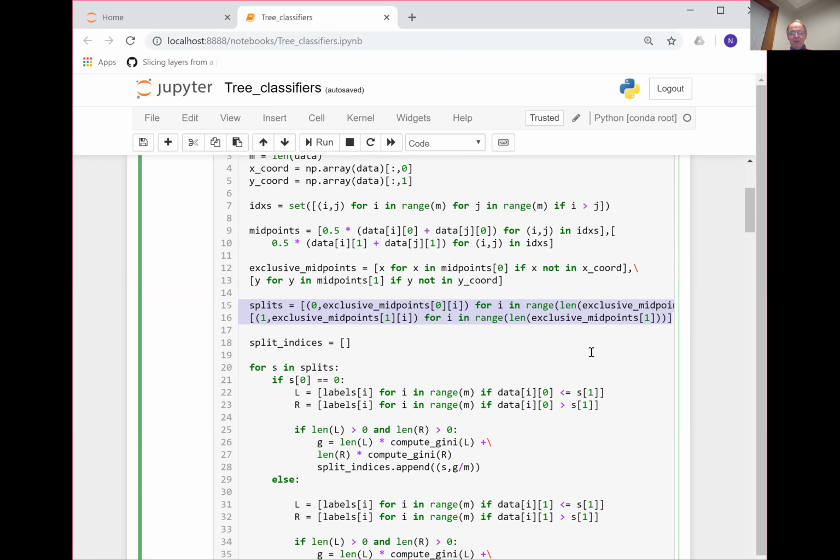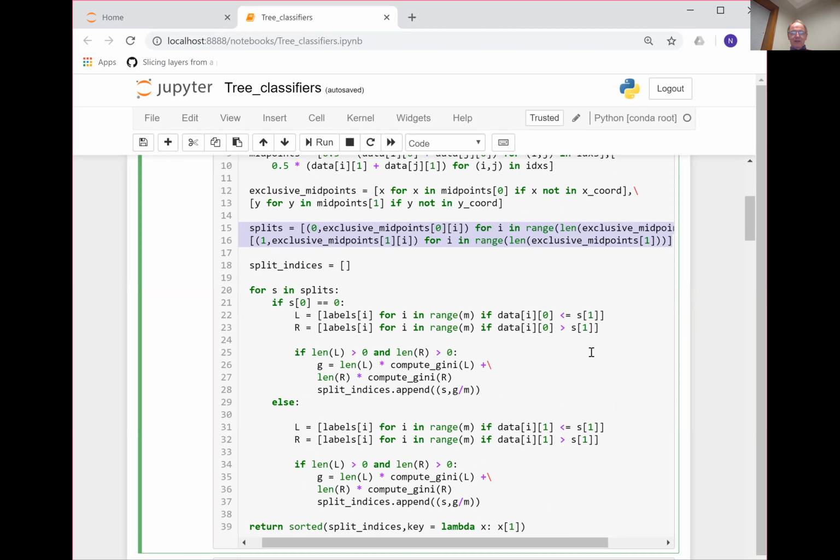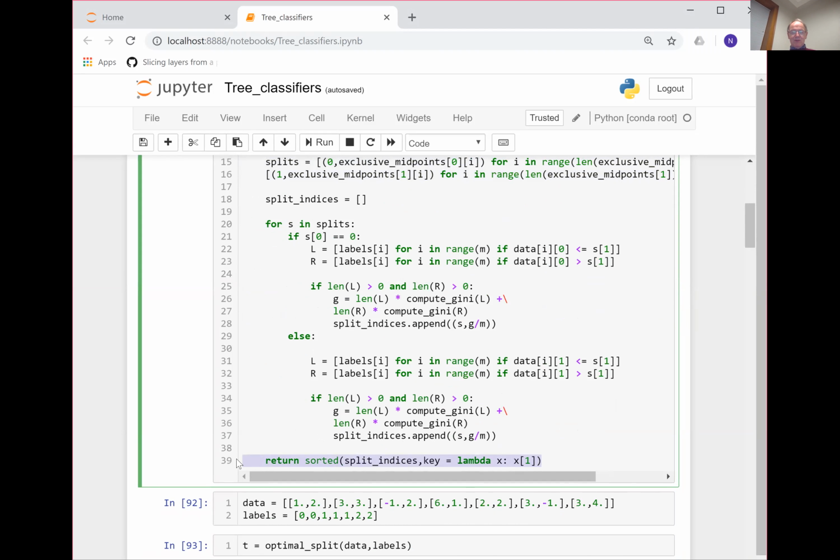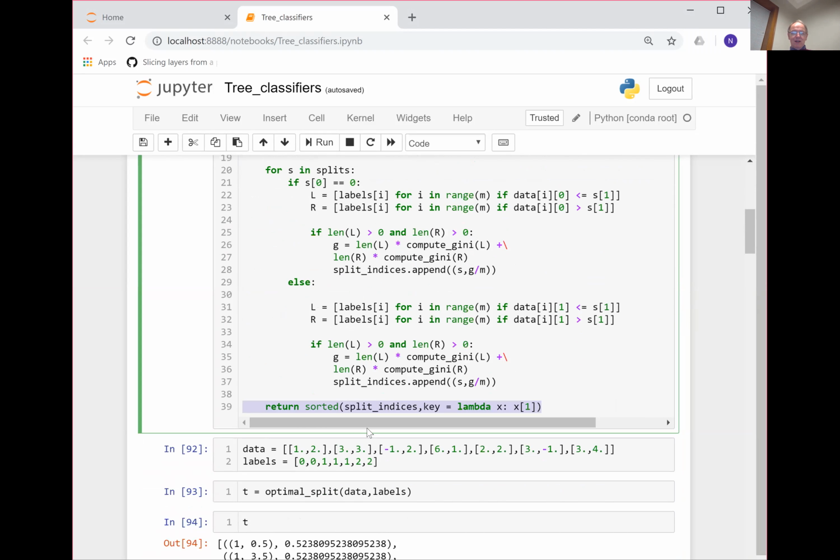And for each of them, we compute this weighted sum of the Gini indices, and then we're going to look at all these possible splits. So for each split, we're going to compute the Gini index, and then we're going to put those in an array and sort it. For each of these, we compute the Gini index and where we're going to split it.